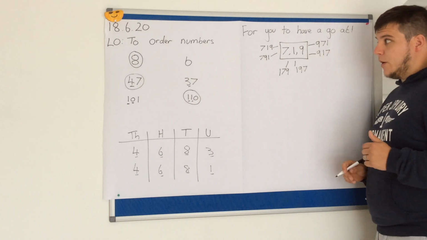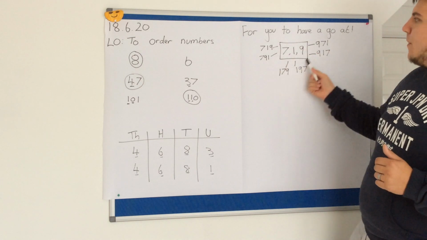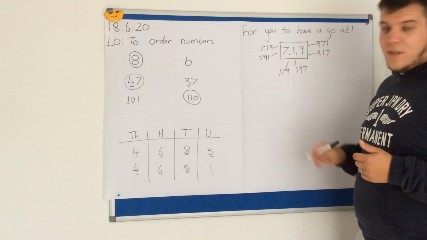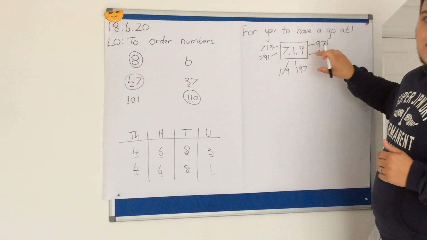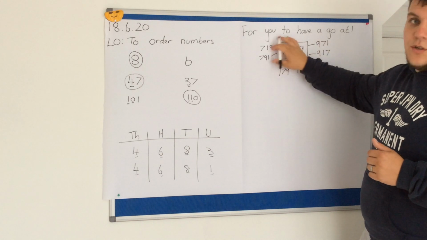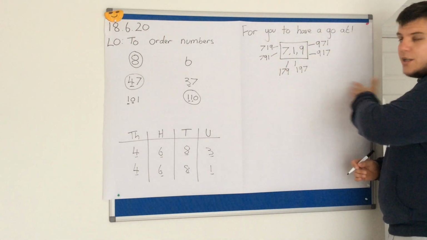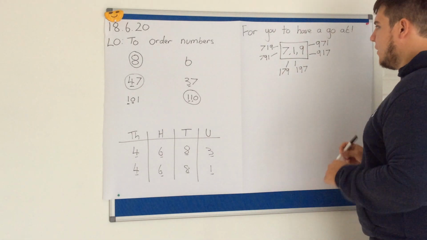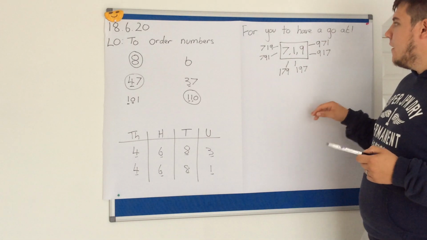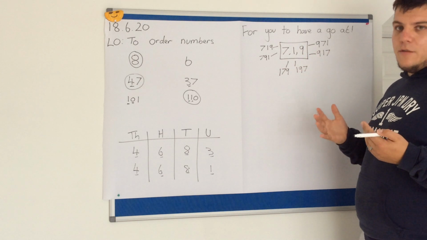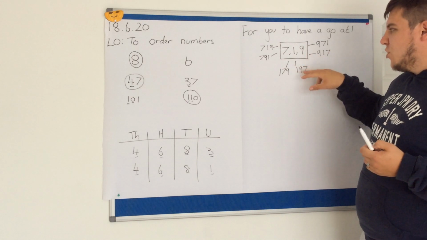So I roll my dice to make my 3 digits. I then make all the numbers that I can. Now with my 3 digits, I can make 6 different numbers. Now it's my job to order them from smallest to largest, and I can do that underneath. So to start that off, I need to look at my digits and think which one has got the smallest value in my hundreds column.